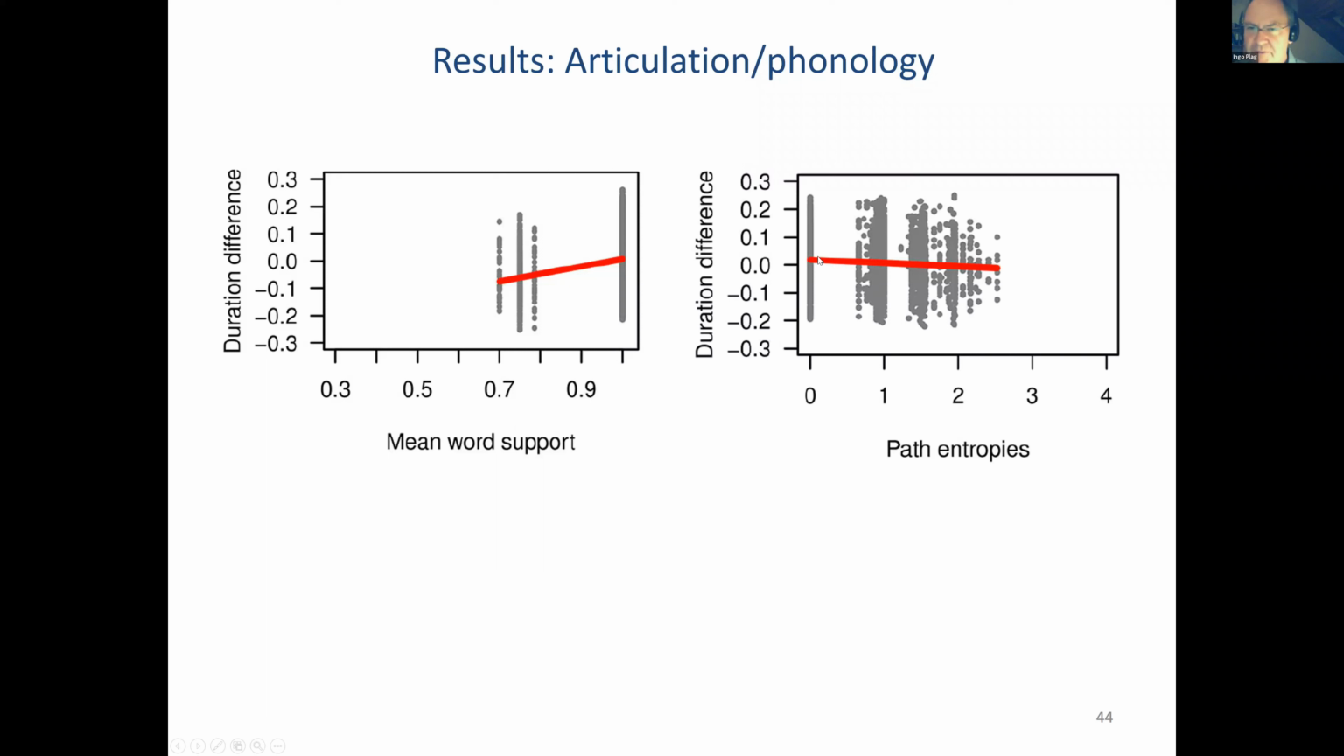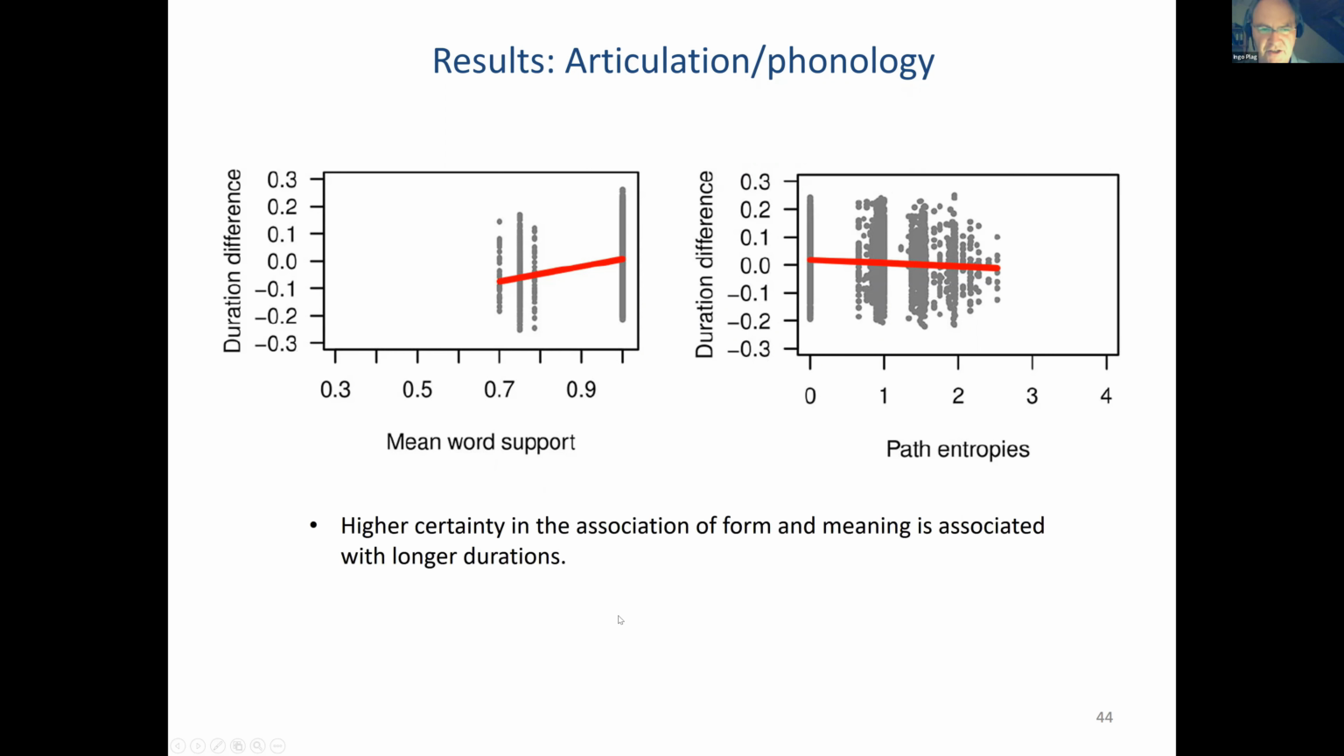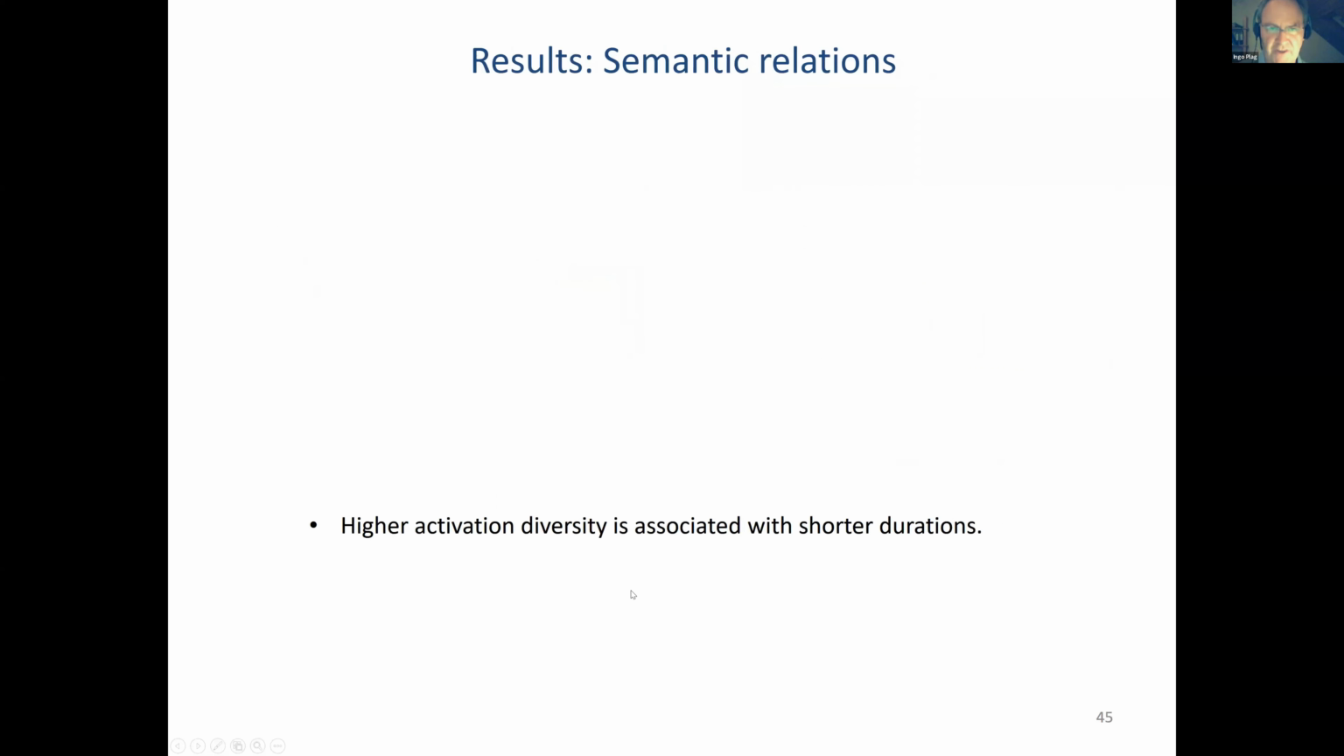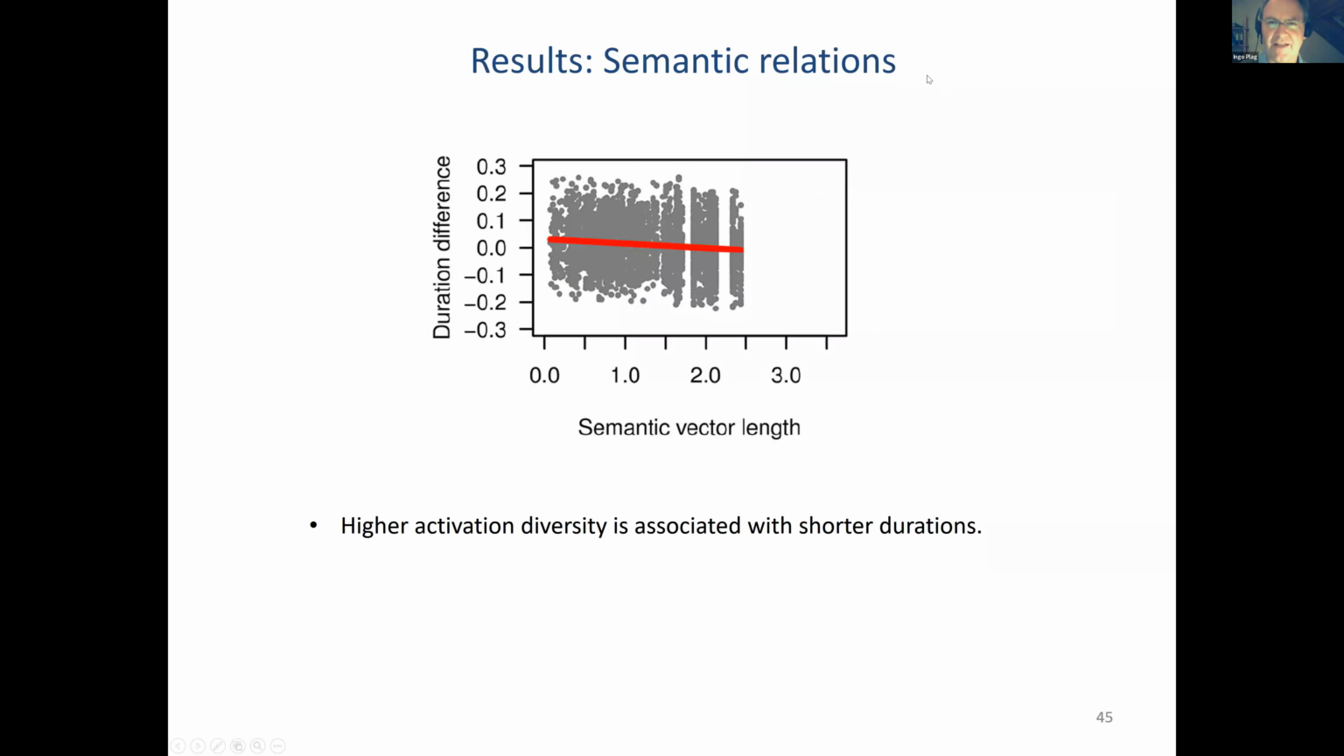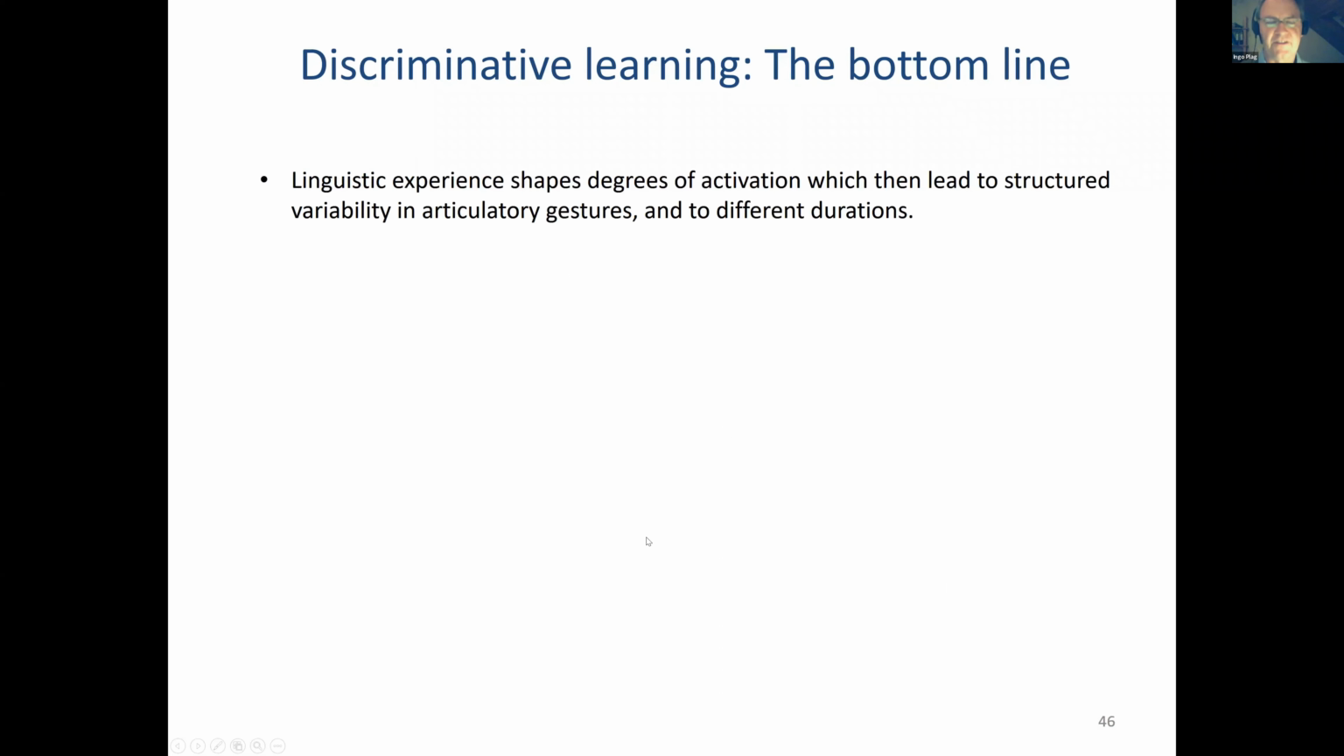And we see the opposite happening for entropy. That's just the mirror image. The effect is not as strong, but it's the mirror image because entropy encodes insecurity, whereas mean word support encodes certainty about the pronunciation. So if there is higher certainty in the association of form and meaning, then we get longer durations. And if we look at the semantic relations between words and their semantic properties, we see that higher activation diversity is associated with shorter durations. So what's the bottom line here?